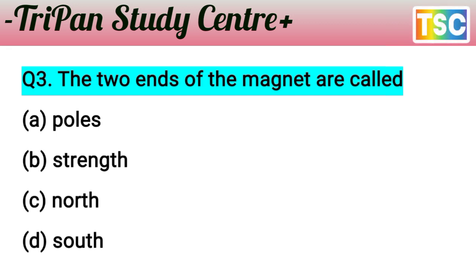The two ends of the magnet are called, two ends here, north and south. C and D, north and south, are both ends, but these two options are not correct here. North or south is correct, but the options are different. Strength, no way, it is not the correct answer. A, poles, yes, it is the correct answer. The two poles, north and south, are simply called poles. Option A is correct.